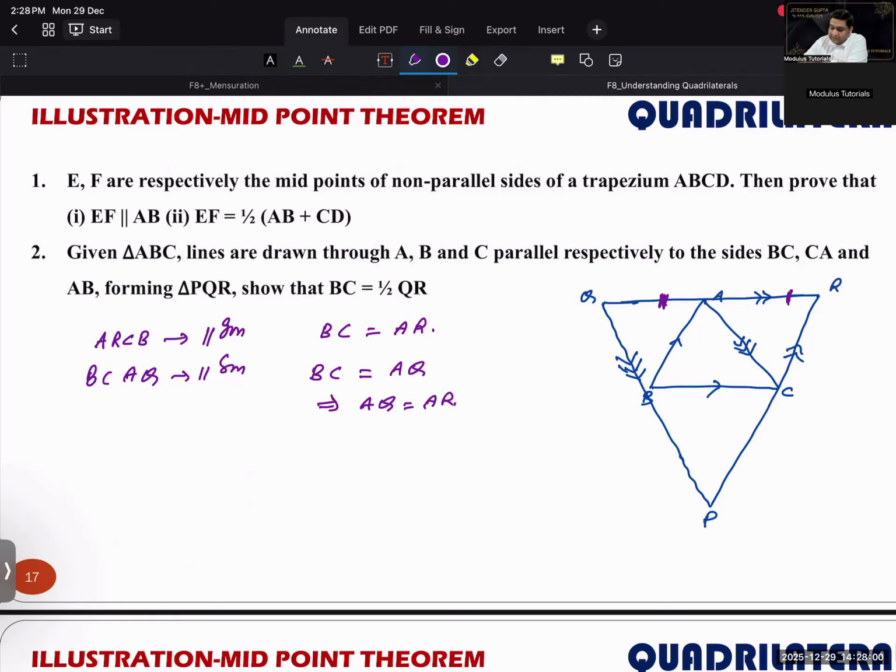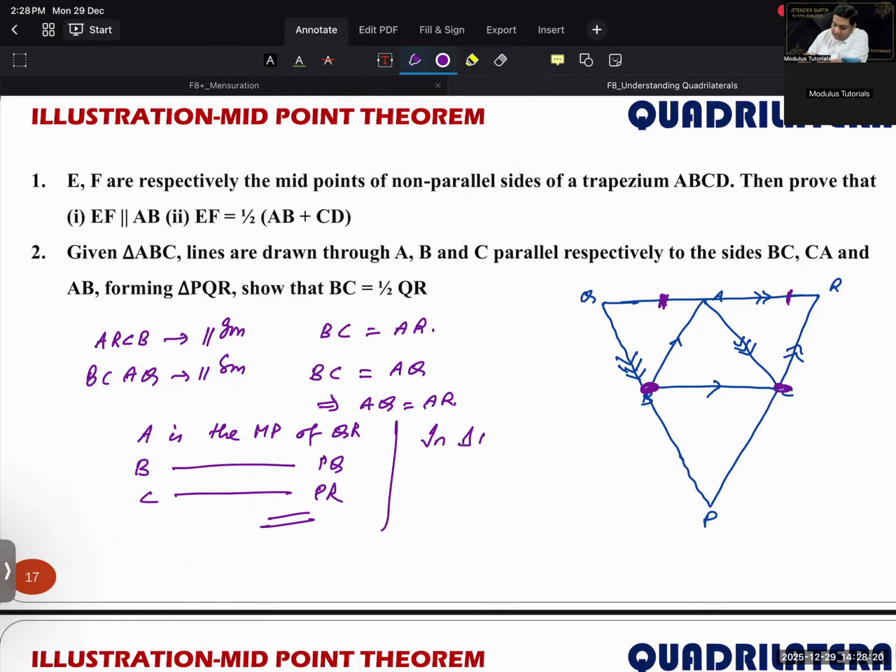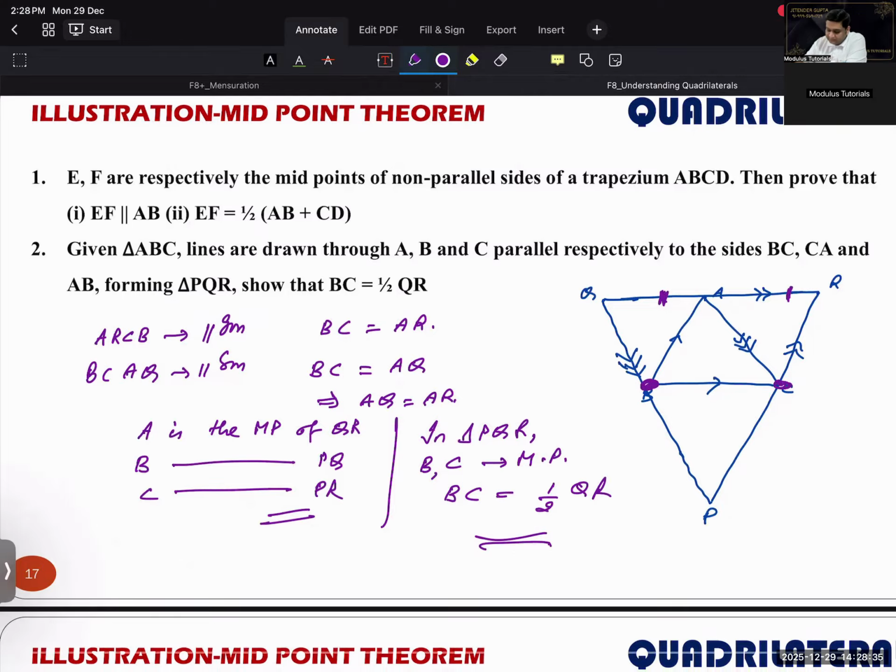If A is the midpoint, in a very similar manner, I can say, guys, A is the midpoint of QR. Similarly, B is the midpoint of PQ. And similarly, C is the midpoint of PR. Got it? So now I know that B and C are the midpoints. So in triangle PQR, B and C are the midpoints. So by the direct midpoint theorem, BC is half of QR. Got it, guys? I hope this is pretty simple. Easy. Let's see the next one.